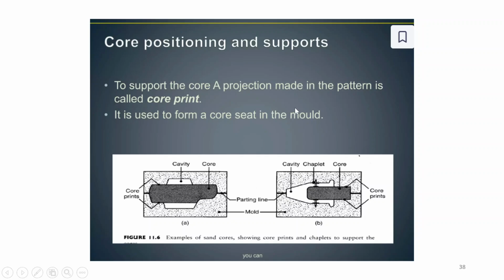Next you have core positioning and supports. To support the core, a projection made in the pattern is called a core print. These are the projections here. You can see these projections here, so these are the core prints. They are used to form a core seat in the mold. Now this is the core, and there are core prints inside the mold.